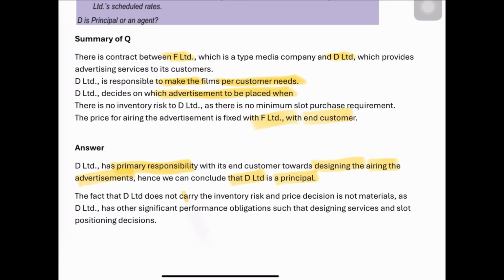The fact that D Limited does not carry inventory risk does not change this. In the previous example, the entity carried inventory risk but not credit risk, and still we concluded the entity is a principal. Here there is no inventory risk, but D Limited carries other kinds of risk like designing and airing the slots. So we just have to assess whether the entity carries any kind of key business risk. If so, we can conclude the entity is a principal. But if the entity does not carry any kind of business risk, then the entity may be considered an agent.